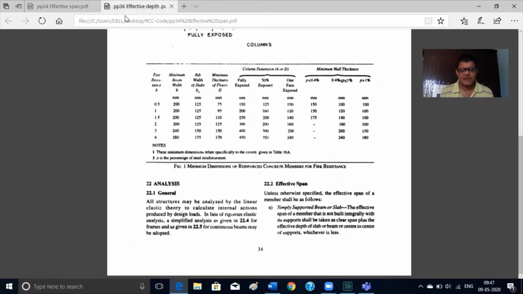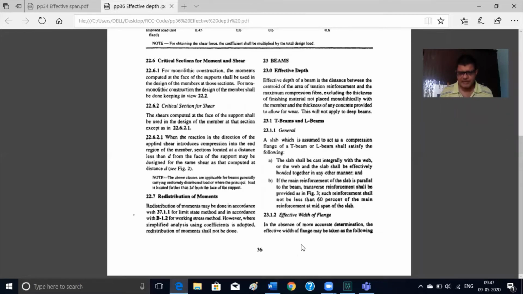Your effective depth. Okay. Go to page number 36. On page number 36, you see clause number 23. What is the effective depth given here? Read it yourself. Effective depth of a beam is the distance between the centroid of the area of tension reinforcement and the maximum compression fiber, excluding the thickness of the finishing material not placed monolithically with the member and the thickness of any concrete provided to allow for wear. This will not apply for T beams.